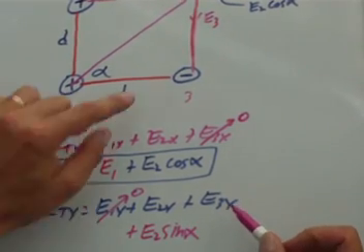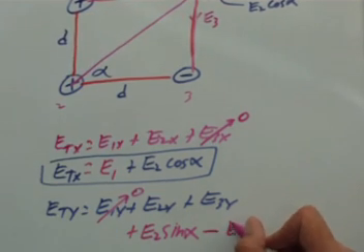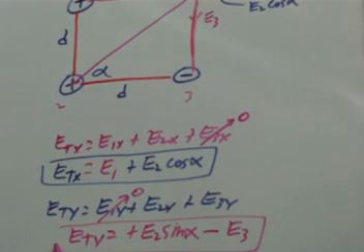And we look at E3y. E3 is all in the y direction, but it's down, so we'll put a minus sign in front of it. That'll just be a minus E3. So we have our second result here. We have E total in the y direction equal to this quantity right here.